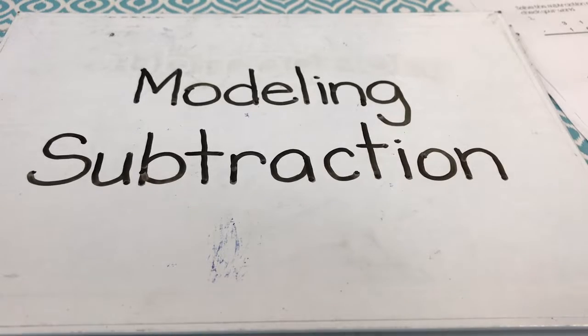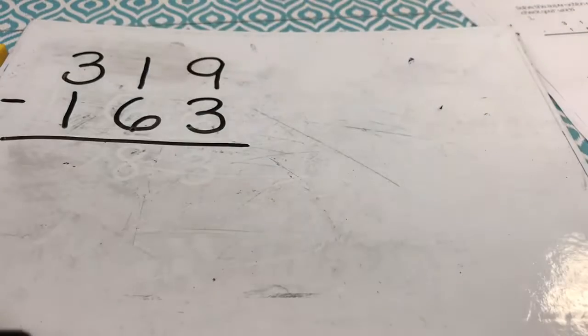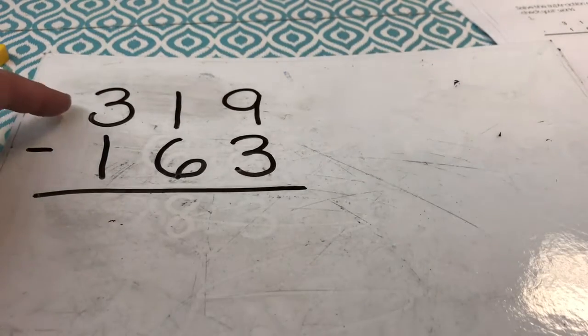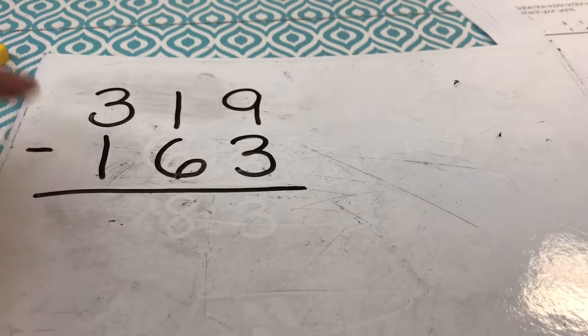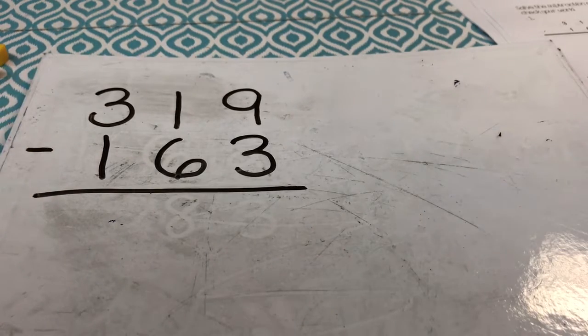Welcome back to more modeling subtraction. I'm going to show you a few more equations to practice our skill of modeling subtraction. Here we have 319 minus 163. Again, we're going to model the minuend. That's the number we start with.